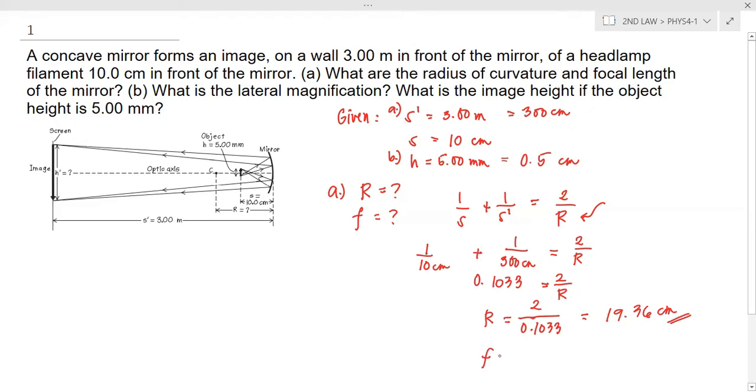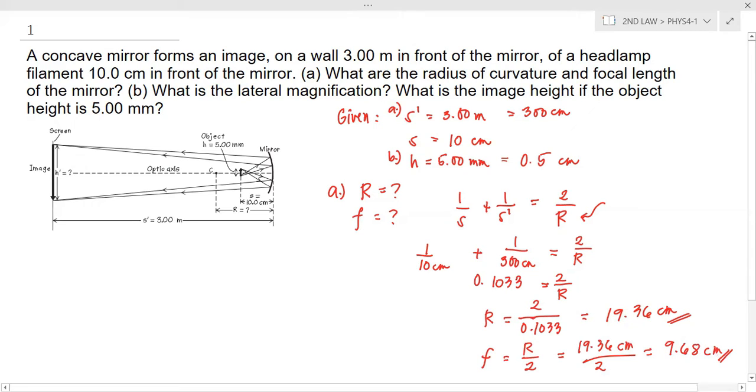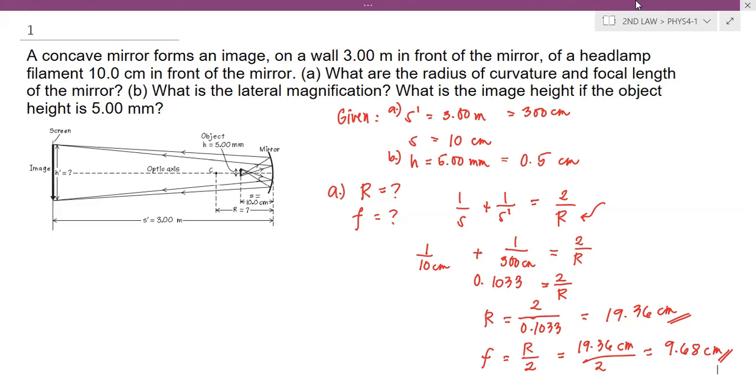Now, what about our focal length? Note that our focal length is just half of our radius of curvature. So R over 2, or 19.36 cm divided by 2, this will give us 9.68 cm. So this is now the focal length of the mirror.